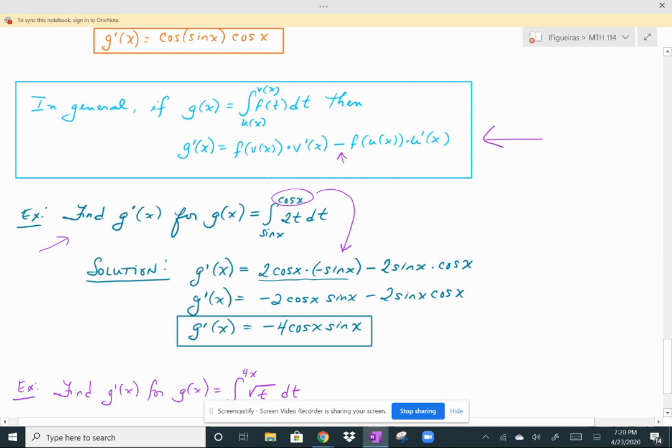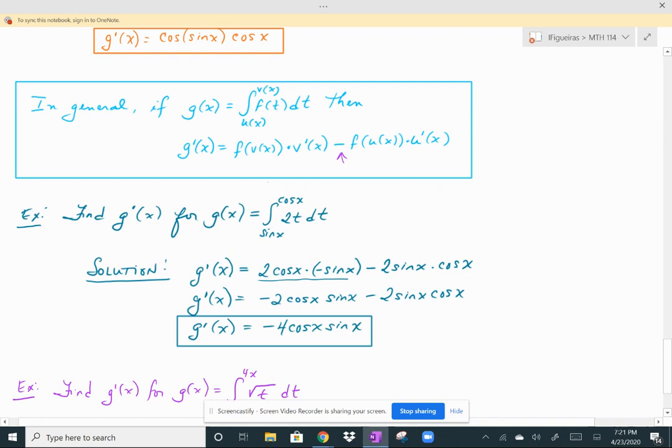Okay, we're using that formula, minus, and then it's your function, 2t, evaluated at your lower limit. And what's my lower limit? Sine. So that's what you see here, times the derivative of sine, which is cosine. So then the rest is just a little bit of simplification. So you get negative 2 cosine of x sine of x minus 2 sine of x cosine of x. Well, those two are like terms. So your g prime of x is negative 4 cosine of x sine of x.